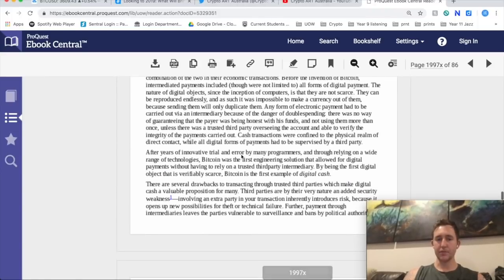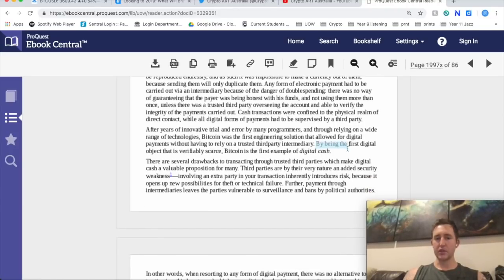So essentially, after years of innovative trial and error by many programmers, and although relying on a wide range of technologies, Bitcoin was the first engineering solution that allowed for digital payments without having to rely on a trusted third party.